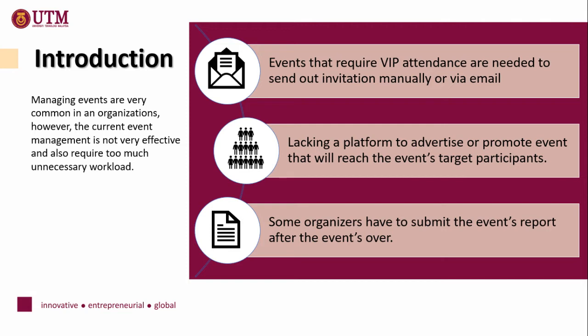Next, lacking a platform to advertise or promote events that will reach the event's target participants. The need to attract a lot of people to join or attend the event is essential, and it becomes the most crucial part of the event's preparation for the organizers. Commonly, the organizer will promote their event through a manual approach, such as giving out flyers or hanging a banner, even though people nowadays would prefer to look at their phones. However, they cannot get more participants by using those manual approaches. Why? Because most of the people that engage with them do not have the same interest as the event.